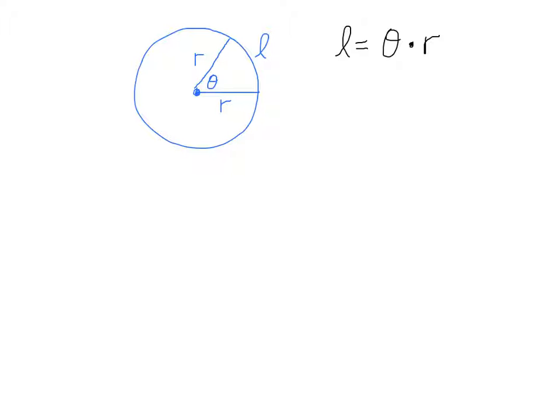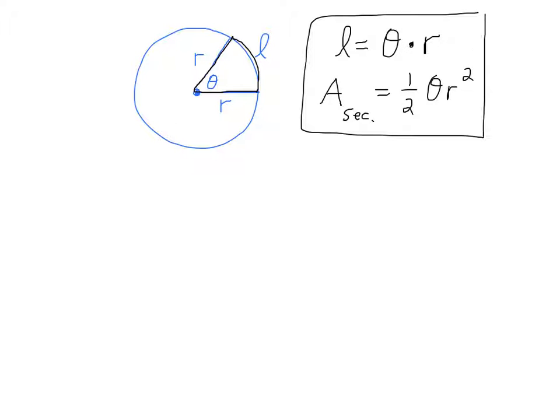Here's another formula that is given to you: the area of this sector, this so-called slice of pizza. The area of a circle is pi r squared, and this theta is really just a fraction of that full circle's area. So it's not too difficult to derive this formula, 1/2 theta r squared. That's how we're going to find the area of a sector. These two are given to you in your formula packet, so make note of that.